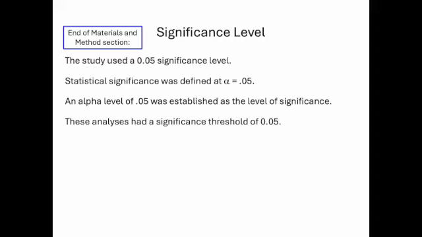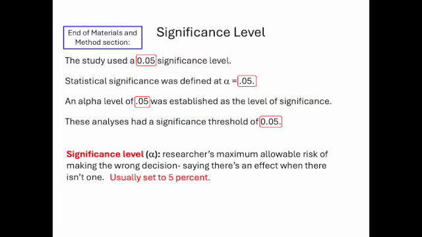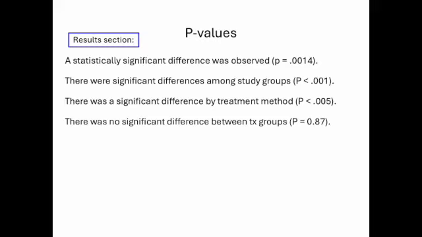At the end of the materials and methods section, you will usually see the test that we used, and we established a significance level of 0.05. The significance level, the researcher sets ahead of time and says, this is the most risk I want to take of saying that there's a difference when there isn't one. 5% is the level you'll see most often. Their maximum allowable risk of saying there's a difference when there isn't one. If something can happen less than 5% of the time when there's no difference, they're willing to say, I think there's a difference.